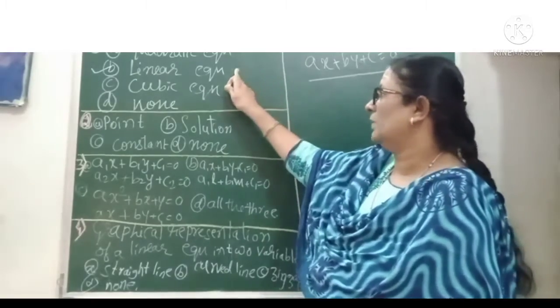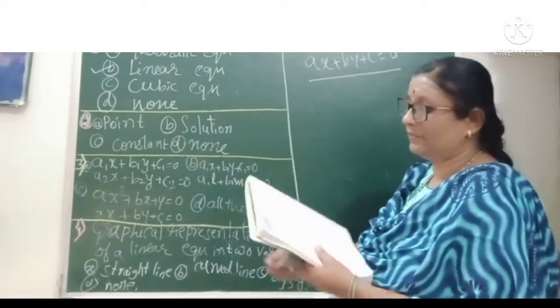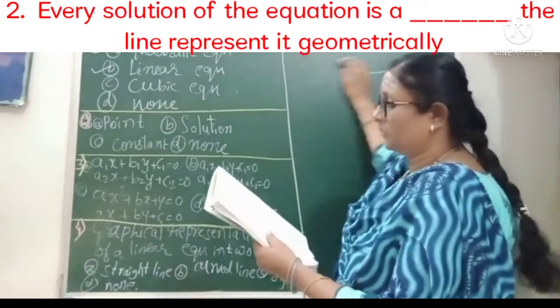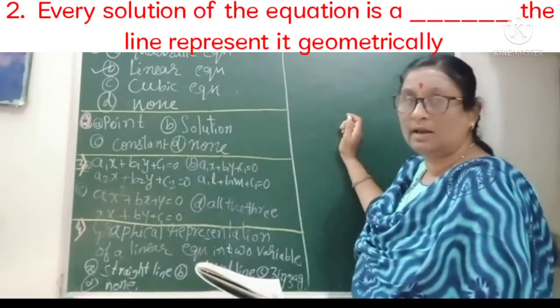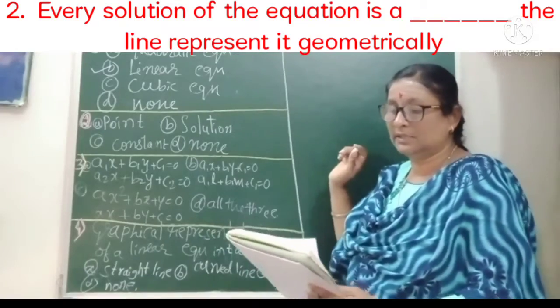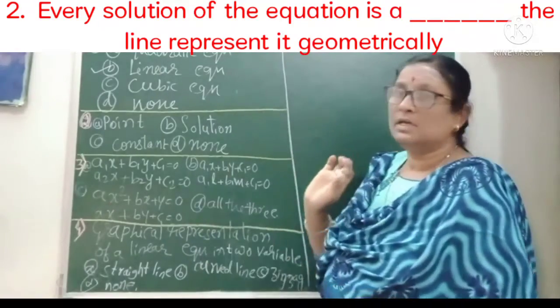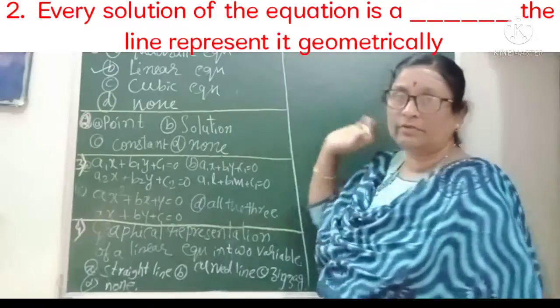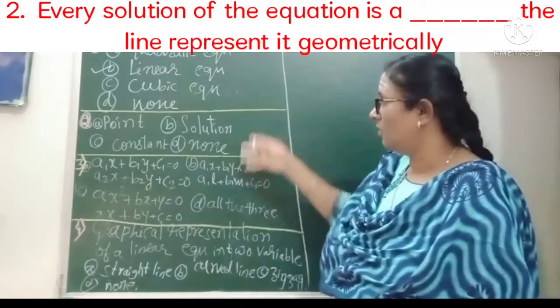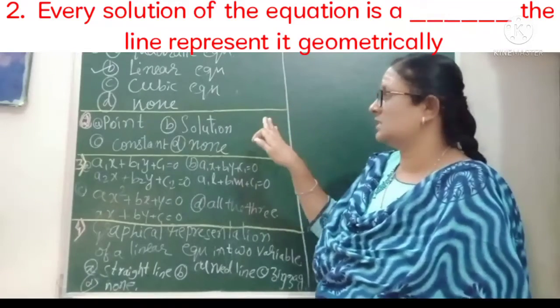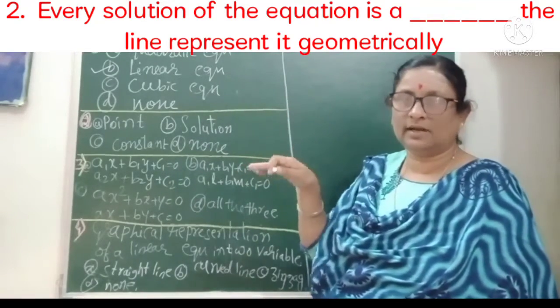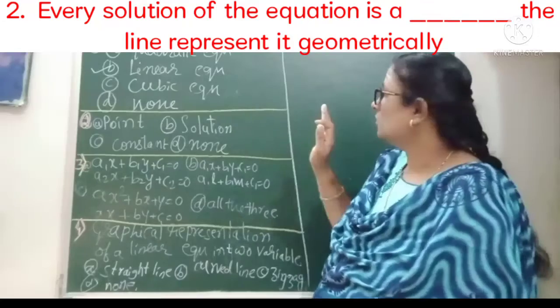So this is a simple question. The second one is a little confusing. Every solution of the equation is a dash on the line representing it geometrically. A little confusing it is. And at the end of the video, after completing all the questions, I will clear all the doubts you will face, especially about coincident lines and all those things. So go through that.